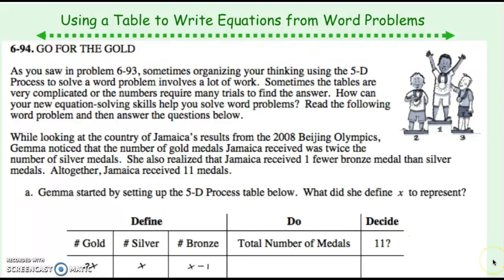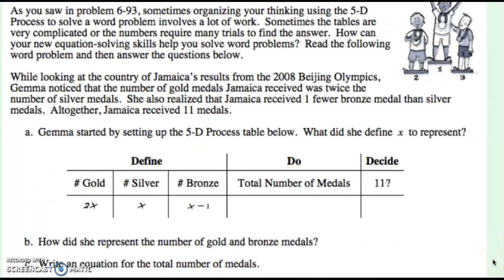A. Gemma started by setting up the 5D process table below. What did she define X to represent? Okay. So if I look at define here, it says number of gold is 2x, number of silver is x, number of bronze is x minus 1. So she decided x equals the number of silver medals, because I had to know what silver was to figure out twice that for gold and one less than that for bronze, like it said up here in our problem.